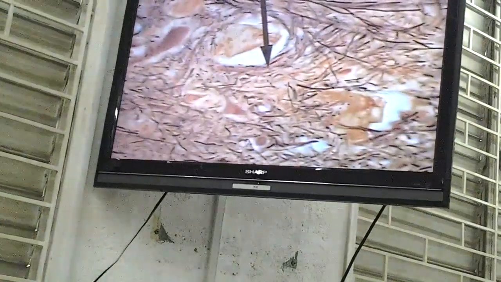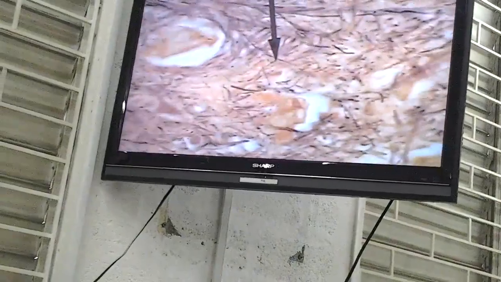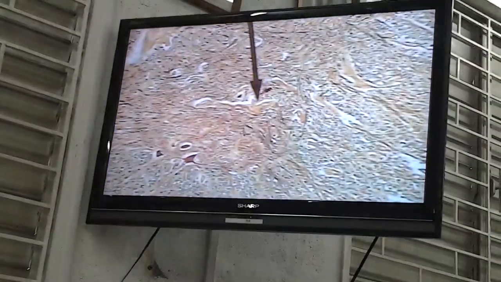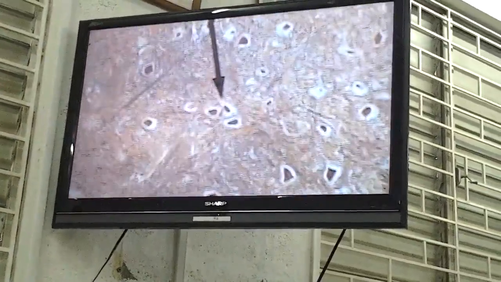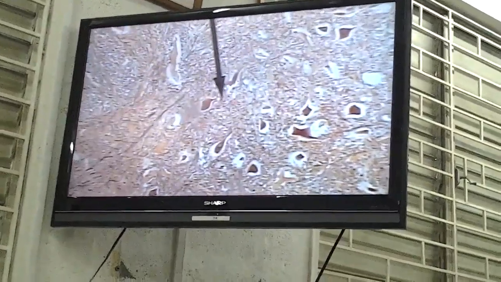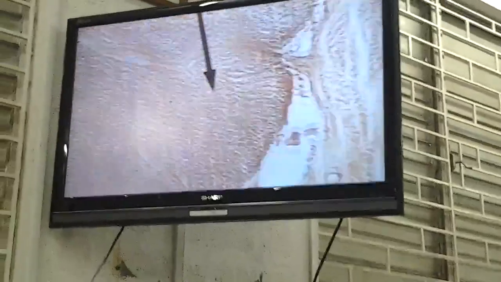But you may find better examples in the exam. Let me go up again, one more. So you can find one. These are the multipolar neurons. This is a good slide. This is a very, very good slide here.